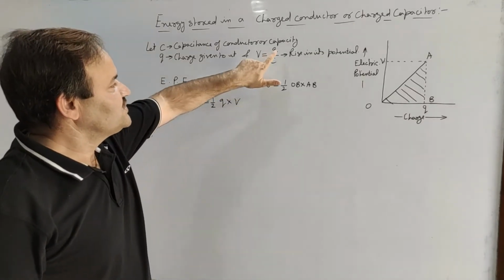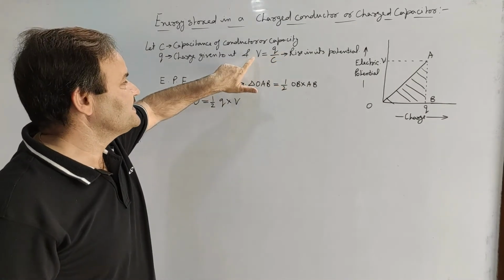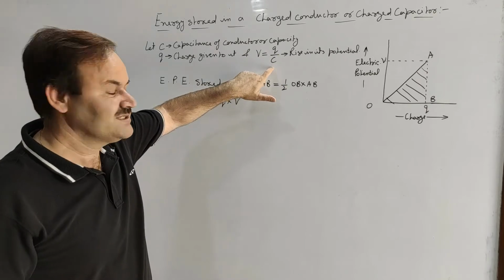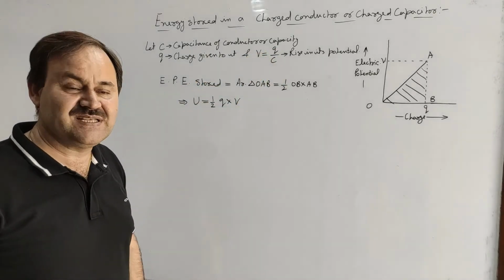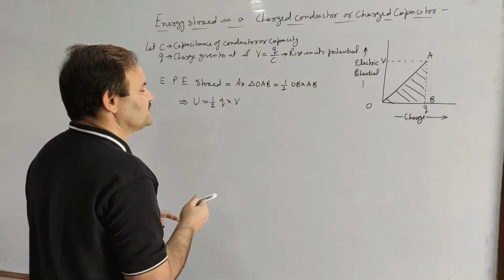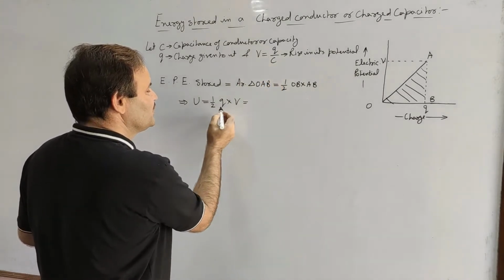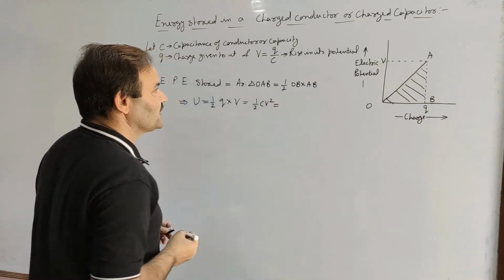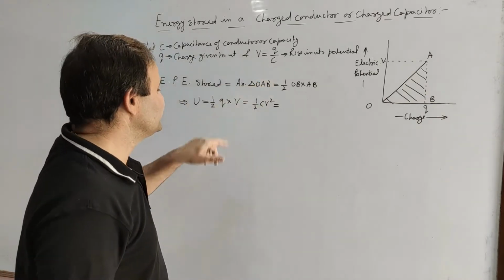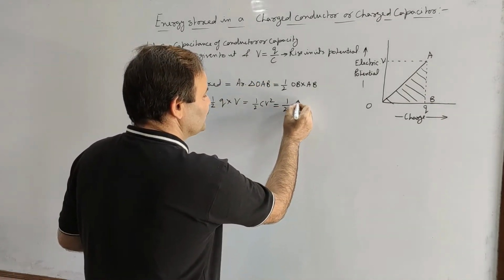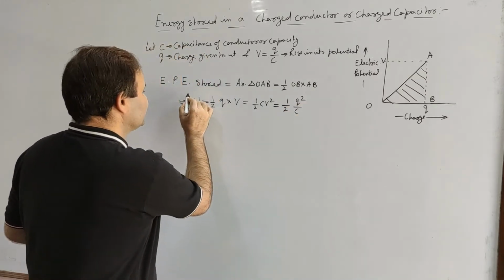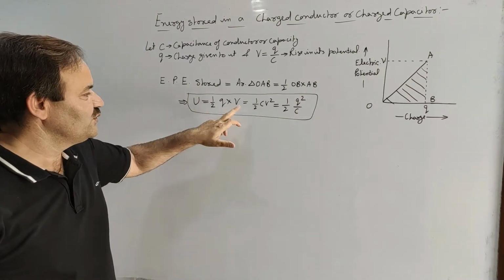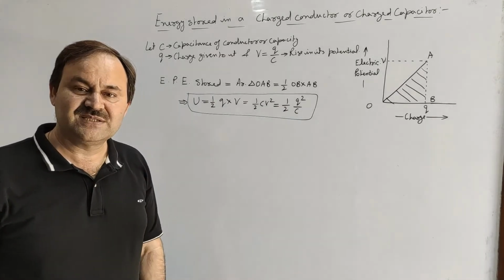If charge Q given to the body raises its potential V while the capacitance of the body is C, then V will be given by Q by C, or you may say Q is equal to CV. If you write Q is equal to CV, then this expression will become half CV square. Or if you write V is equal to Q by C, then this expression will become half Q square by C. It means the electric potential energy stored is half QV or half CV square or half Q square by C.